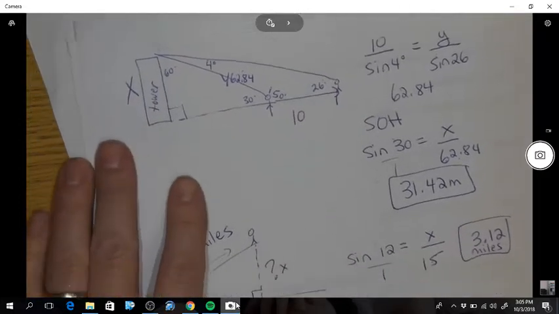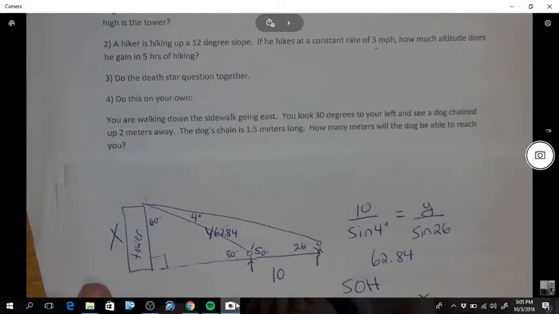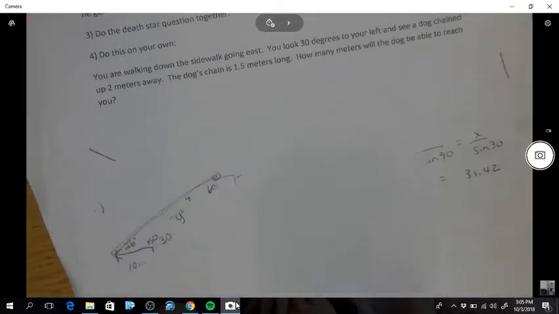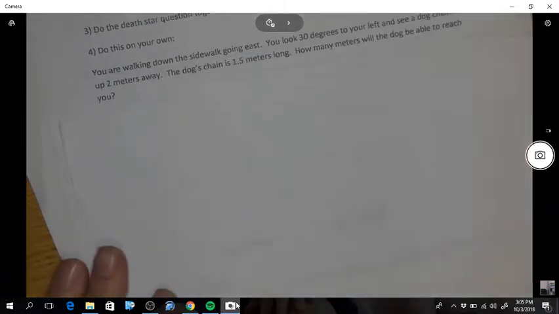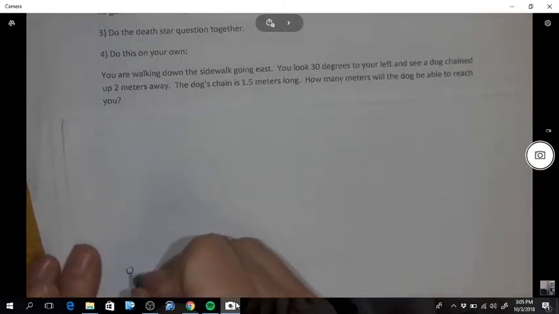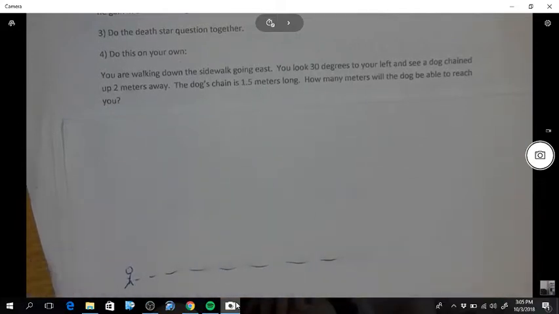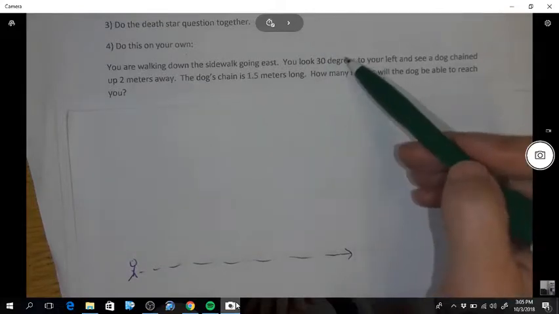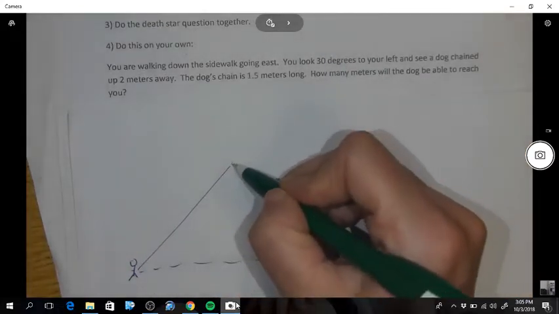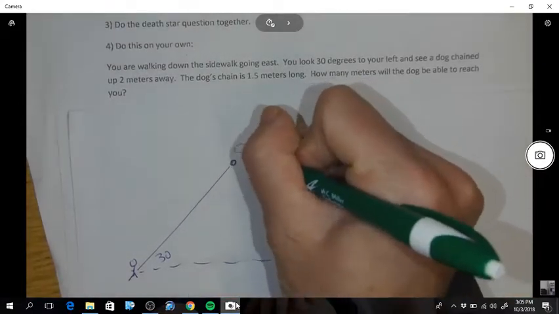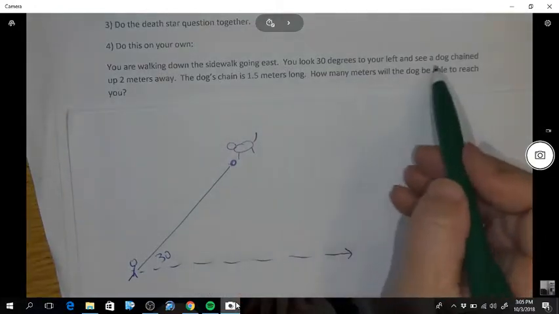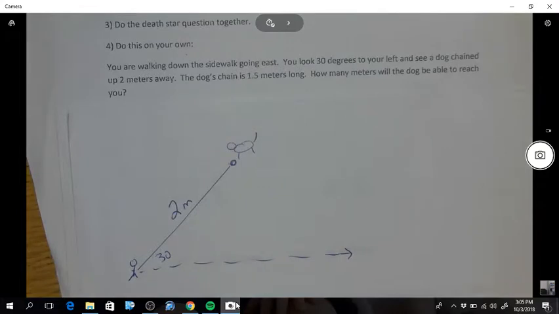Okay, the last question here. You are walking down the sidewalk going east. So I'm going to draw that. So you're here, walking east. You look 30 degrees to your left and you see a dog. So here's your dog, and he's 30 degrees and he's 2 meters away. Then his chain is 1.5 meters.